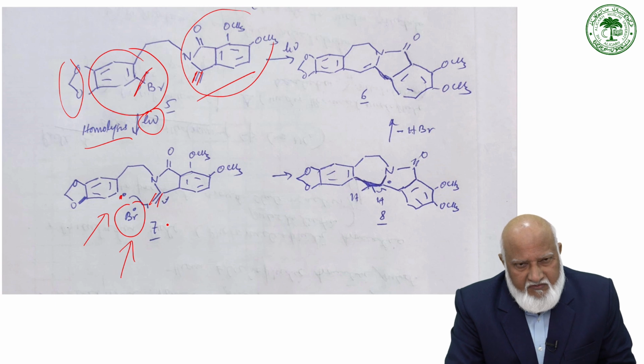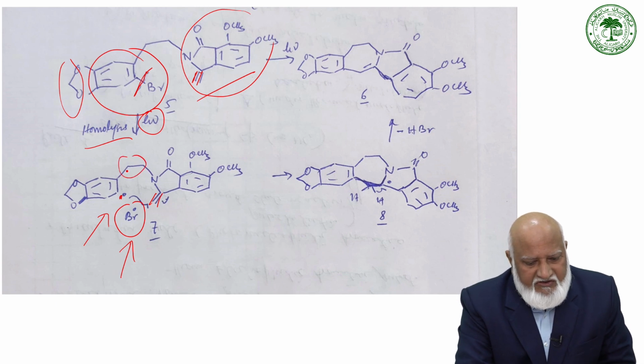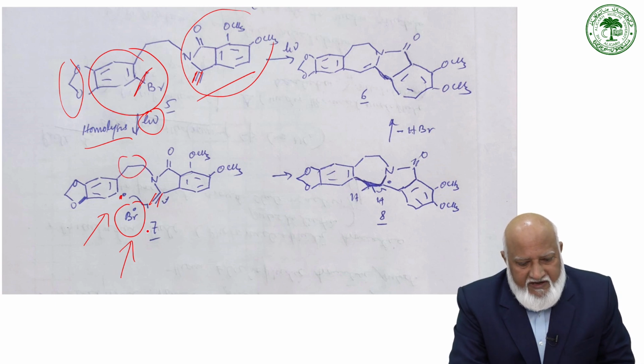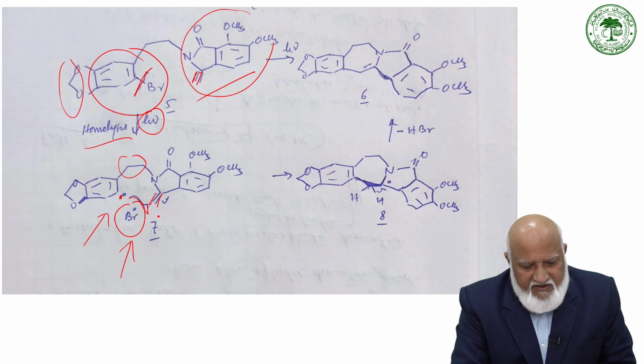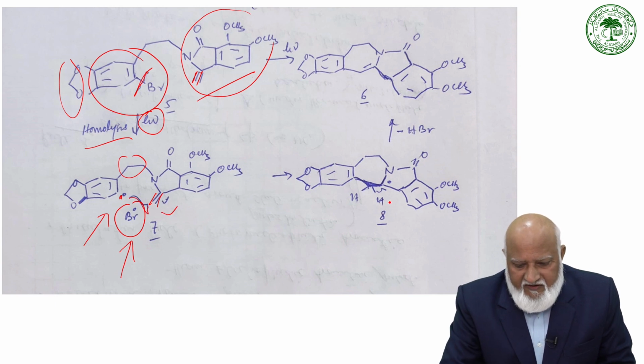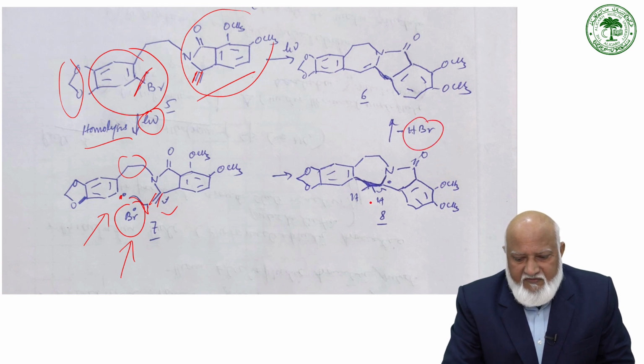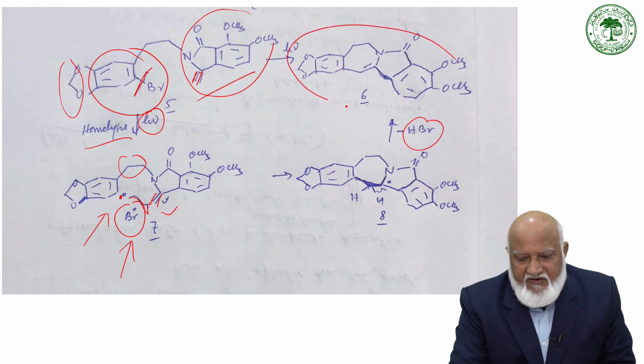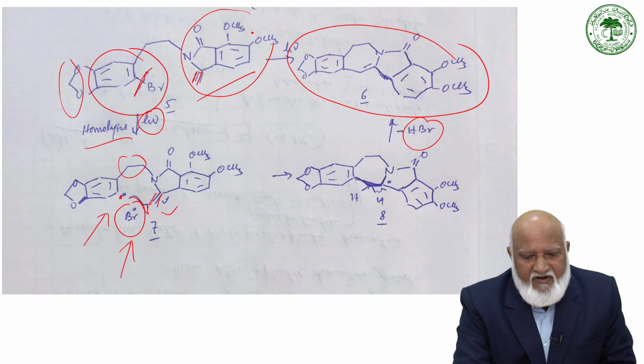The two parts are connected through an ethylene group, and the aryl radical will add to this double bond to give a radical here. This then gets rid of the radical by loss of a hydrogen atom in the form of HBr to give a double bond. So you can see here we are starting with the two linkages.